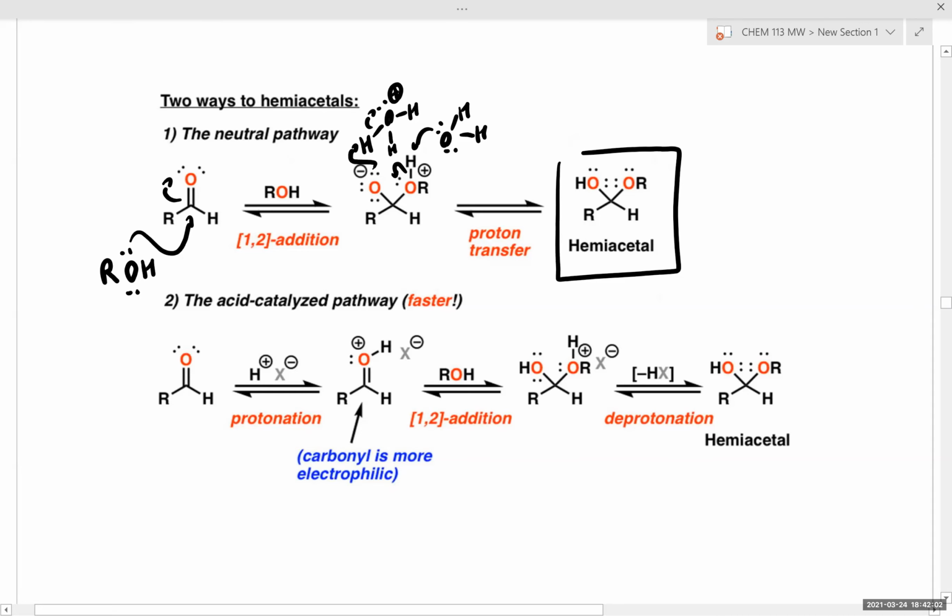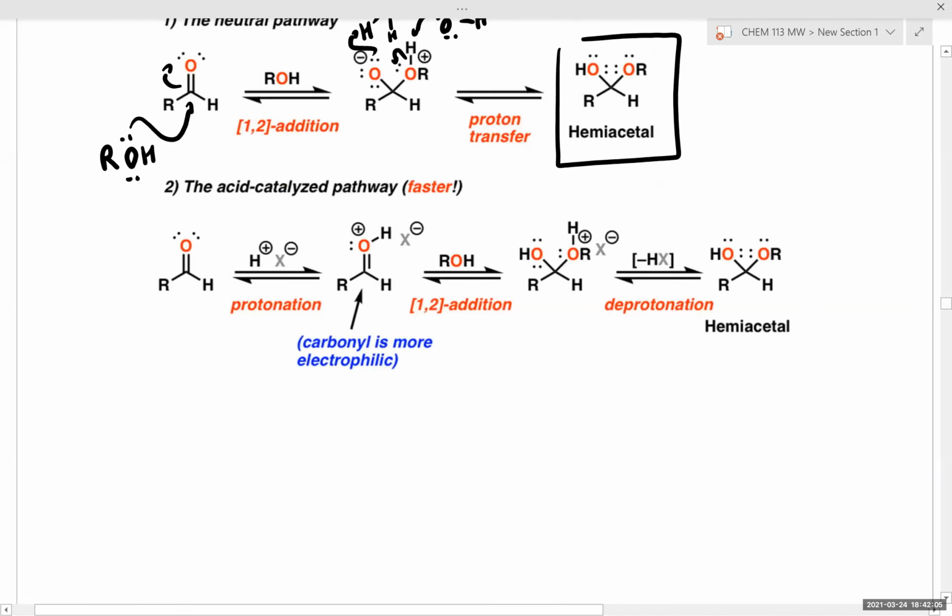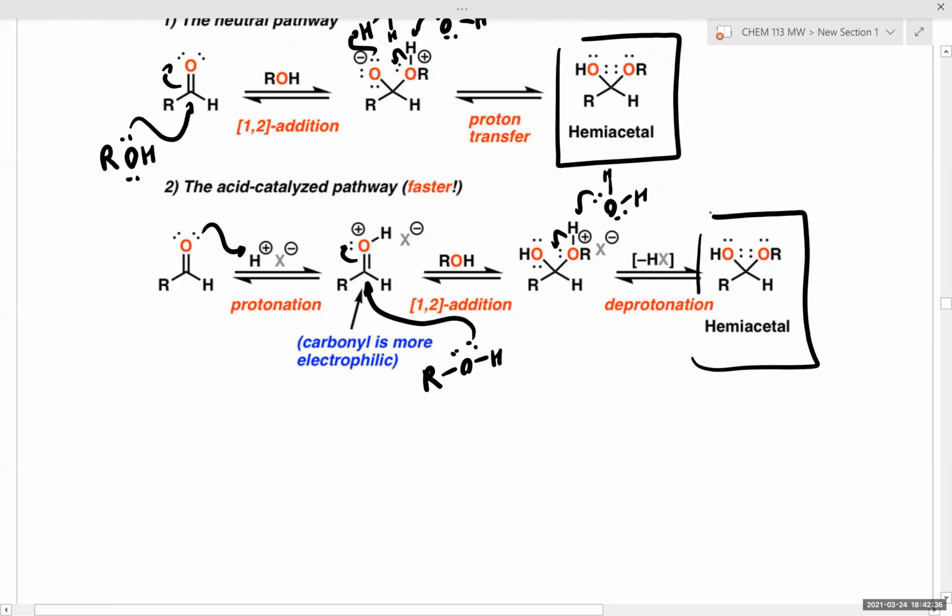Or we can use the acid catalyzed pathway, which is very similar to the pathway for hydration. So in the first step, to activate our carbonyl carbon, we protonate our carbonyl oxygen. From there, we have a much more activated electrophilic carbonyl carbon that our nucleophilic alcohol can attack. From here, all we have to do is remove a proton, and that gives us our desired hemiacetal. The acid catalyzed pathway for hemiacetal formation is generally faster, and that's why we often prepare acetals and hemiacetals under acid catalyzed conditions.